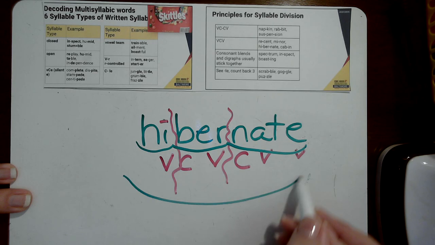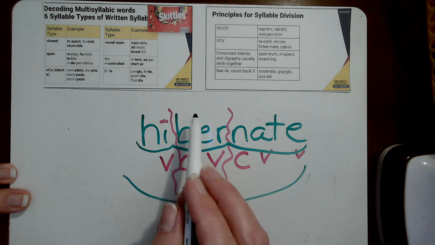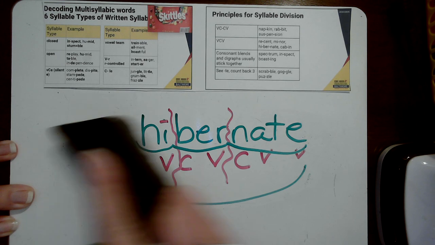hibernate. Hibernate. Yes, I've heard that word. We talk about animals hibernating in the winter. If that long vowel sound didn't work, I could then go back and flex and go behind the consonant, creating a closed syllable. But in this case, hibernate is a word that I recognize.